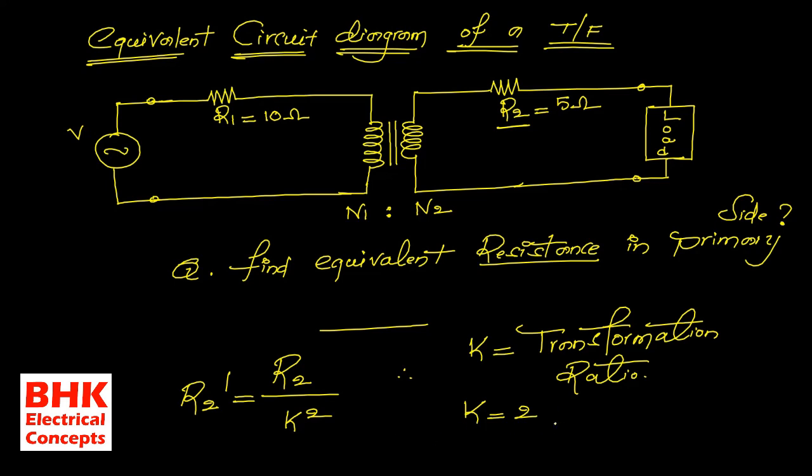Then how do we find it with the help of this K value? The value of R2 dash is equal to 5 divided by 2 square. 2 square means 4. So the value of R2 dash is equal to 5 divided by 4 ohms. If I substitute the value of R2 dash after referring from secondary to primary, then the circuit becomes like this.